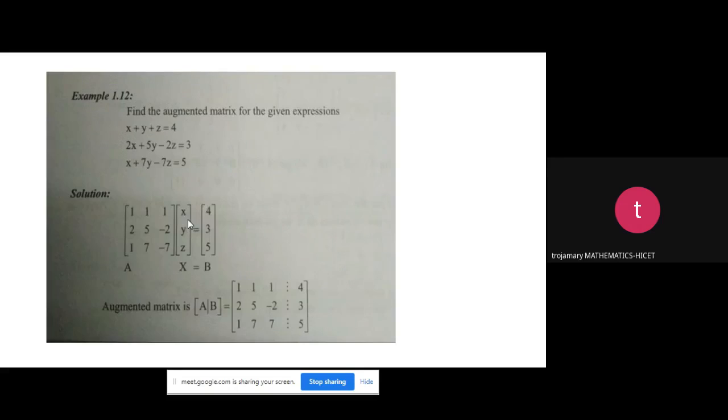So given the vectors, to verify whether the given vectors are linearly dependent or linearly independent, you have to just verify the determinant value of the given coefficients. Then if the determinant value is not equal to 0, then it is linearly independent. Okay, but now next, augmented matrix.